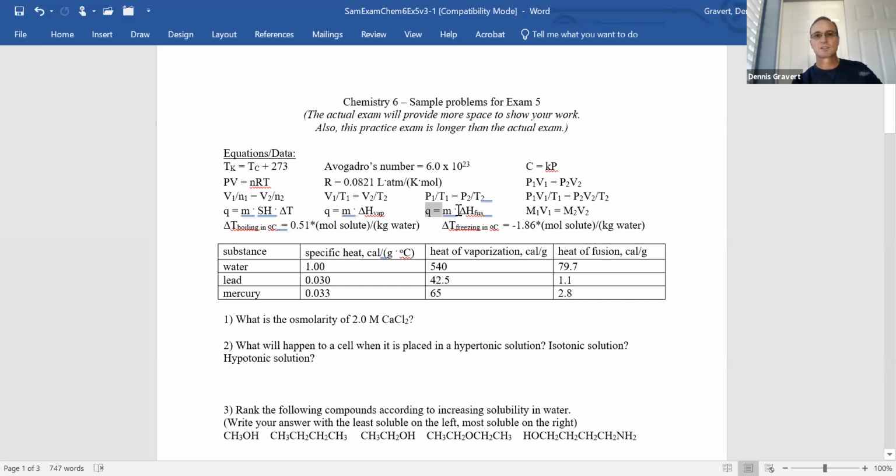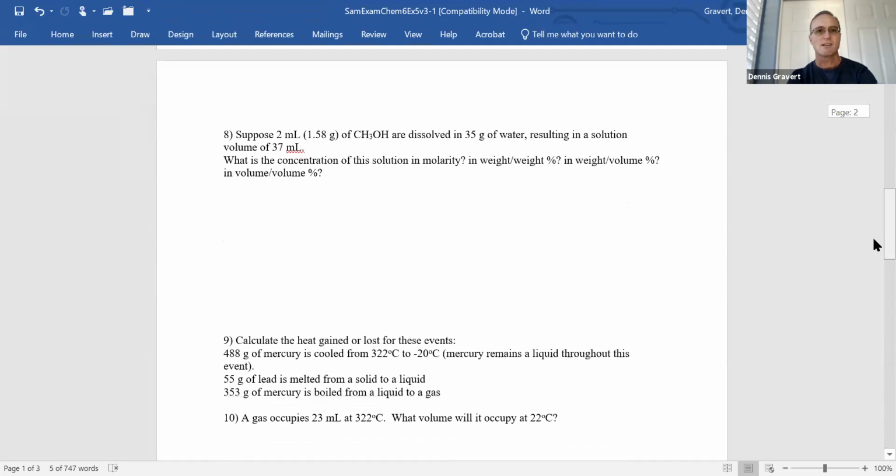And then fusion's the other one we're missing. We want to fuse things together and make it solid. So this is where you're taking it from a liquid to a solid, you melt it. Or you take a liquid, did I say that right? No. Take a solid to a liquid, you melt it. Or if you take a liquid to a solid, you freeze it. So whether you freeze it or melt it, this is your equation. Cool. And that's what you need to know for number 9.